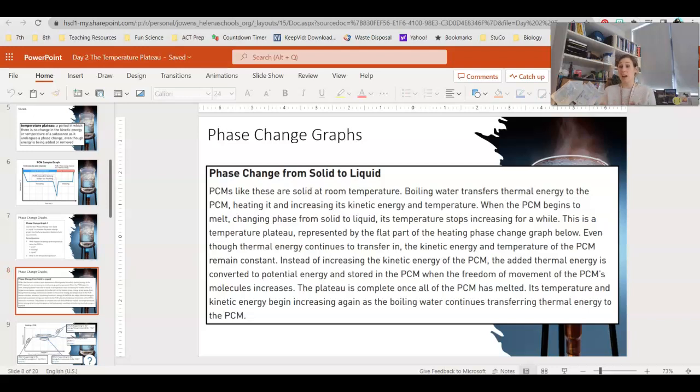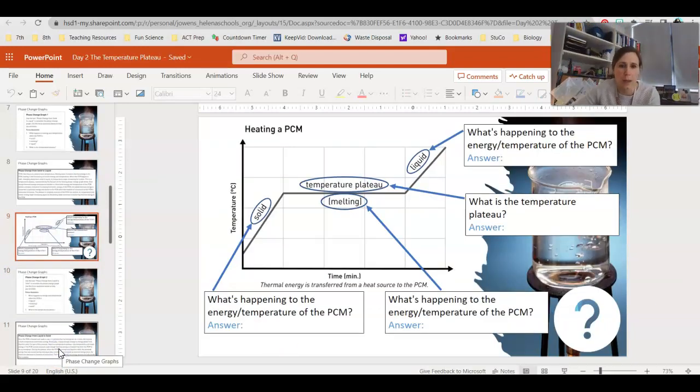So then as we use that heated up PCM in our baby incubator, because of all that extra stored energy, we're going to see it maintain heat a little bit longer, be able to transfer its heat a little bit more to that baby in its little sleeping bag. Okay, so this is what this would look like. And you guys can see those same questions that I pointed out earlier to you. Okay, here's a heating, or melting, a PCM temperature plateau.